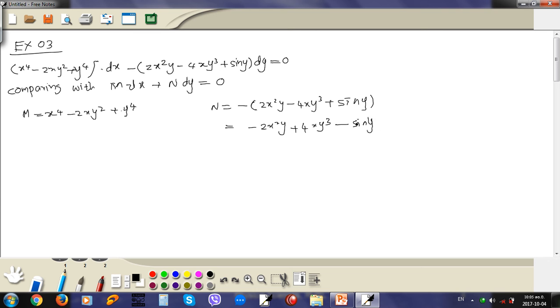Now what we have to do is find the derivative of M with respect to y, and of N with respect to x. Differentiate: if we consider x with respect to y, that is constant, then 0, minus x is constant, then 2x times... There is a technical problem with my writer, so I will explain this again.